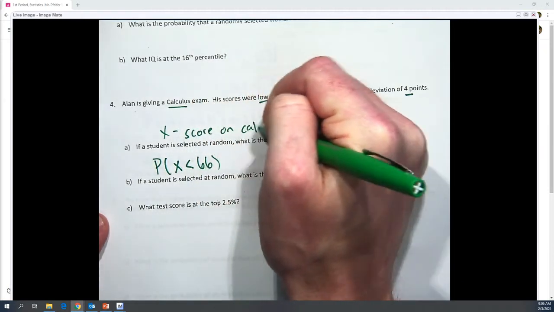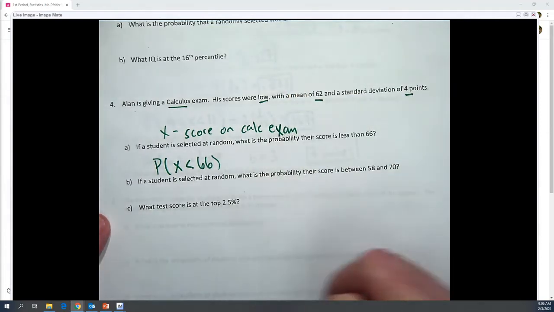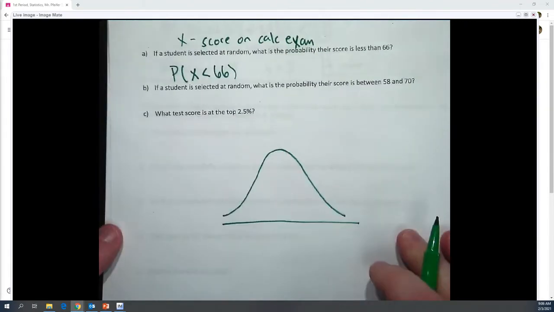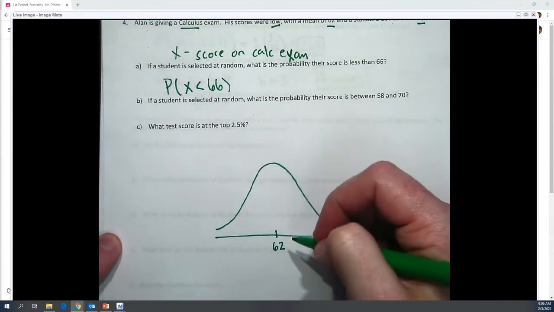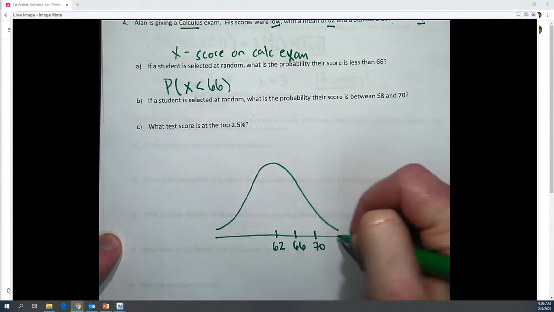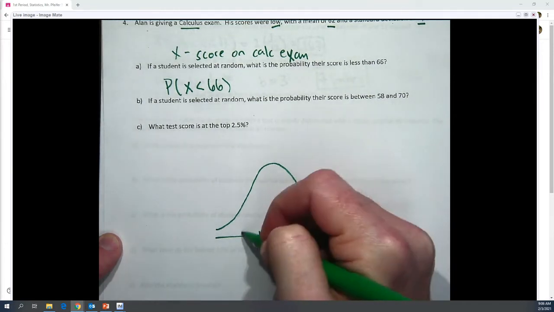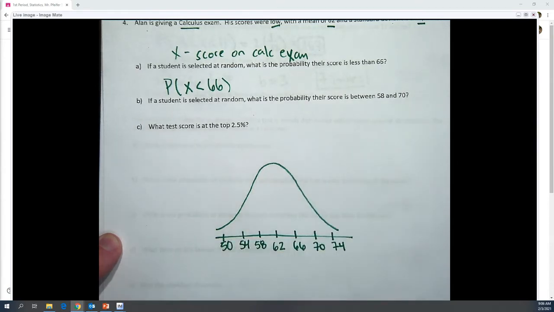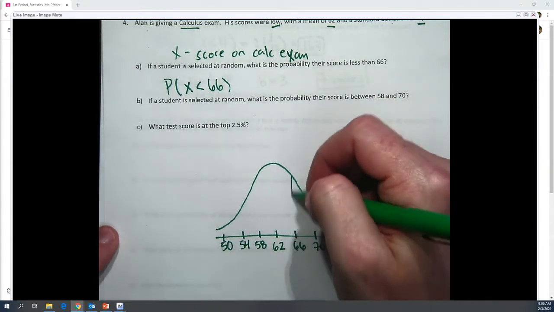on calc exam. So high school exam, there we go, exam. I'm going to draw a normal curve. I'm going to center it at the 62 as it's set above. And the standard deviation is going up by 4s, so we know this would be at 66, 70, 74. And this would be at 58, 54, and 50. And then it says being less than 66, so that'd be here.